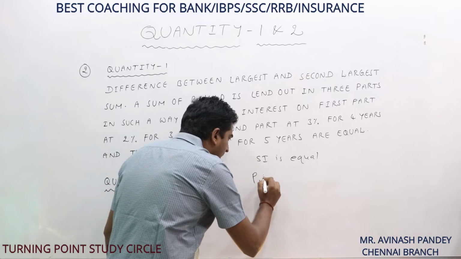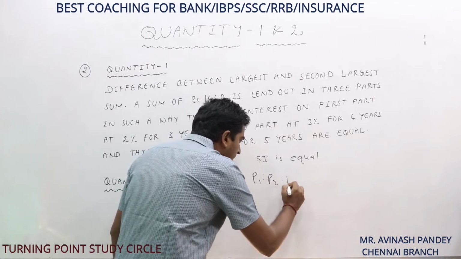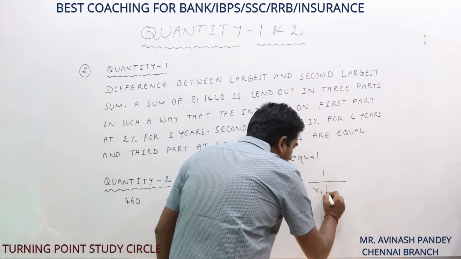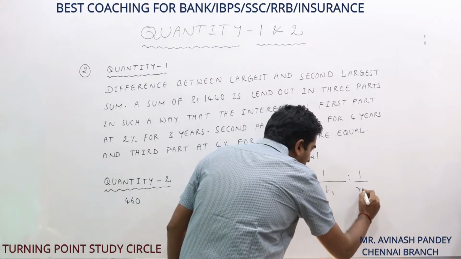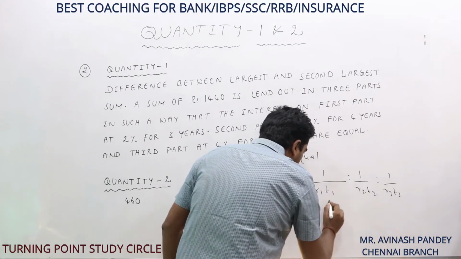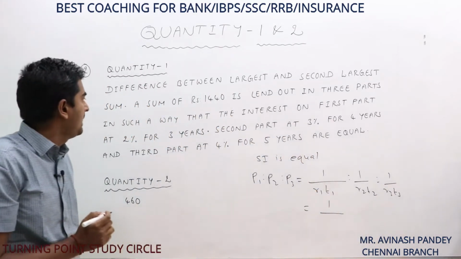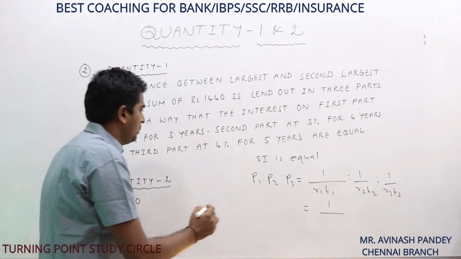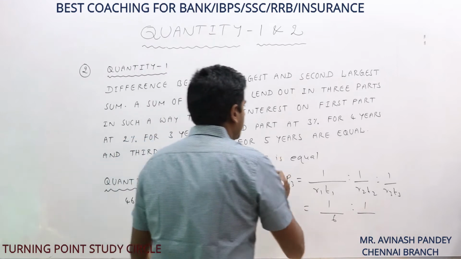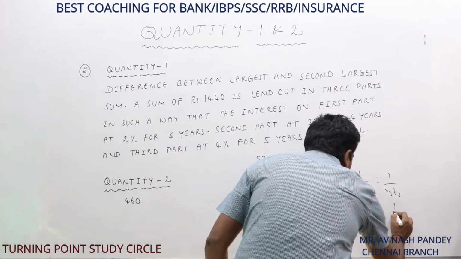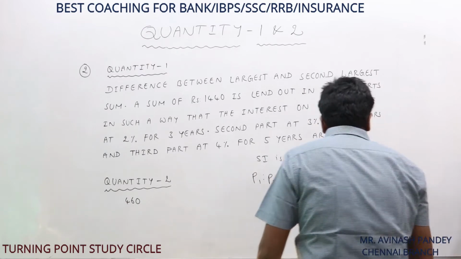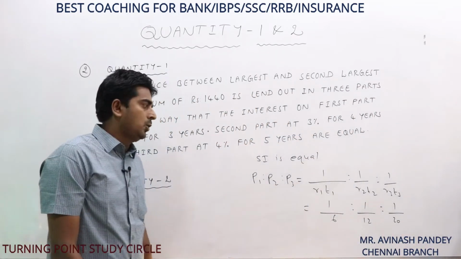So principal ratio, I am representing it in terms of P1 is to P2 is to P3, which is inversely proportional to R1 T1 is to R2 T2 is to R3 T3, that is 1 by R1 T1 is to 1 by R2 T2 is to 1 by R3 T3. So what is my R1 T1? It is nothing but 2 into 3, which is 6. Second part R2 T2 is 3 into 4, which is 12, and third part is 4 into 5, which is 20. So 1 by 6 is to 1 by 12 is to 1 by 20, right?